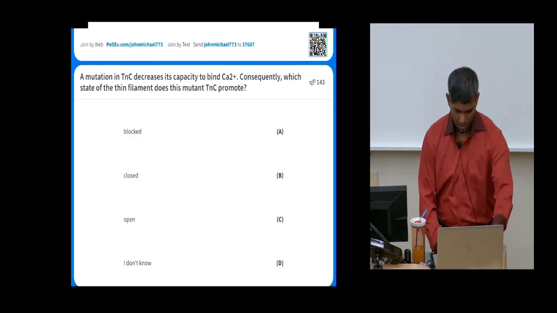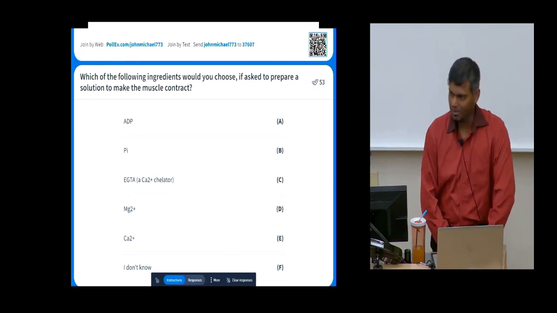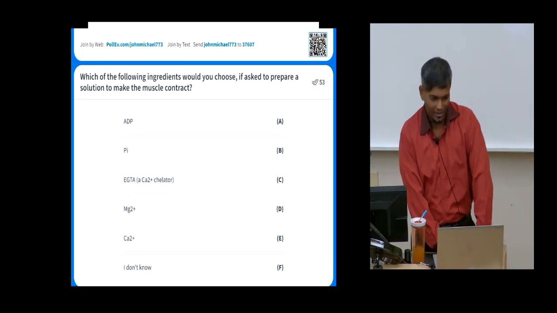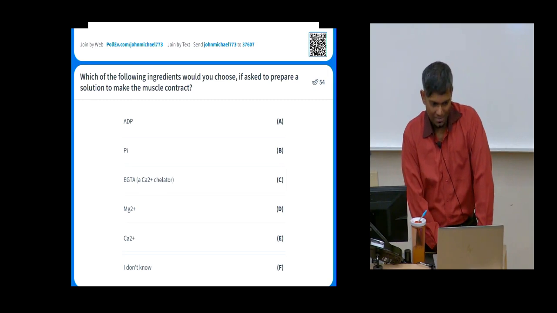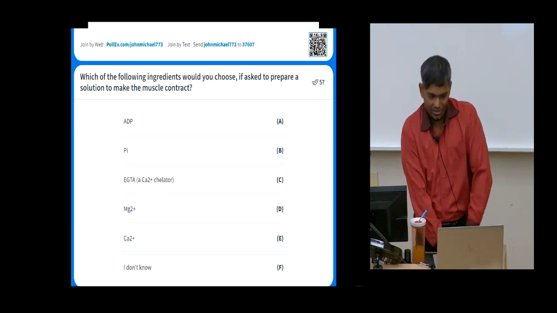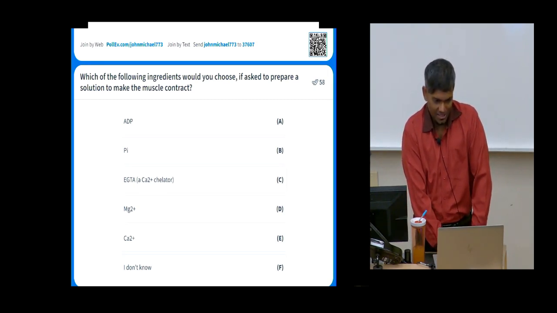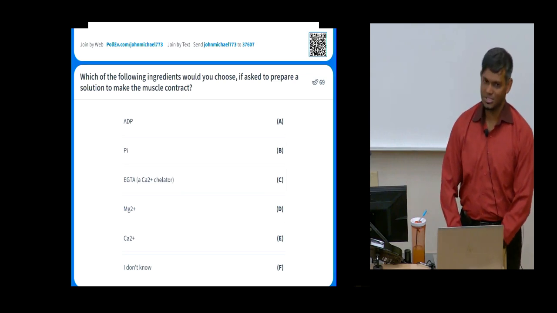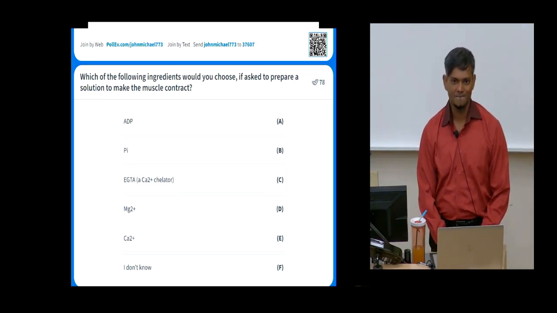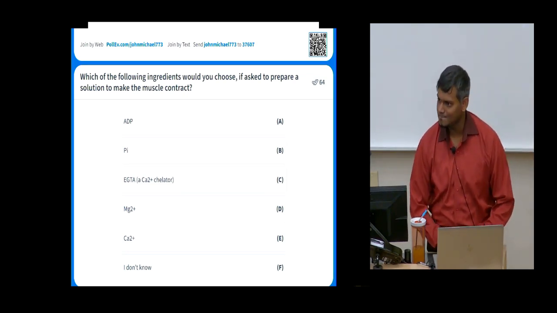So if you were asked to make a solution, right, to make the muscle contract, which would you add in here? Would you add ADP, inorganic phosphate? Would you add maybe EGTA, which will remove calcium? Would you add magnesium, calcium? What do you think is necessary for the muscle to contract?